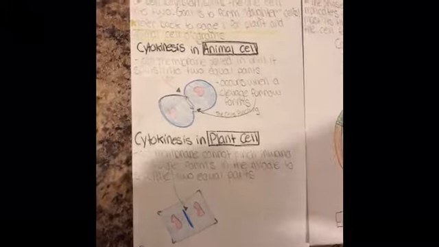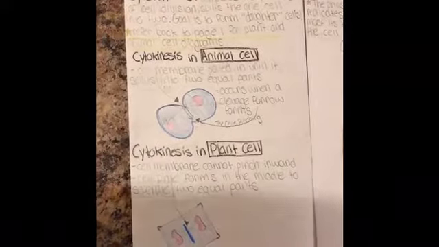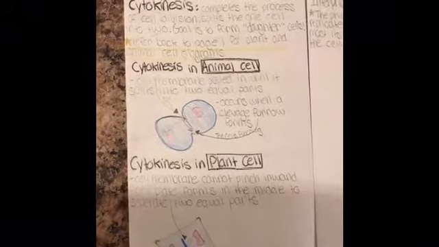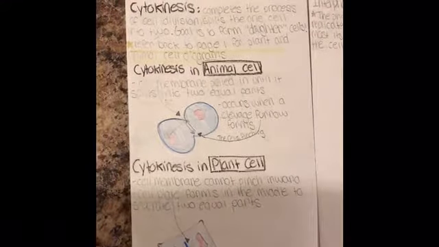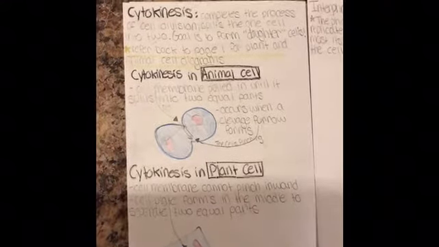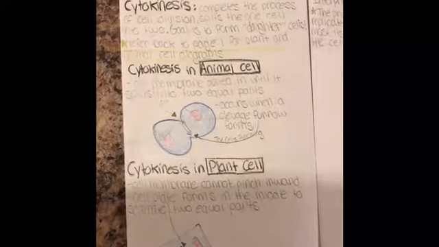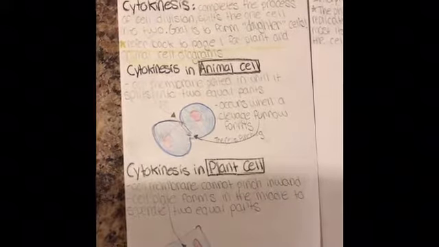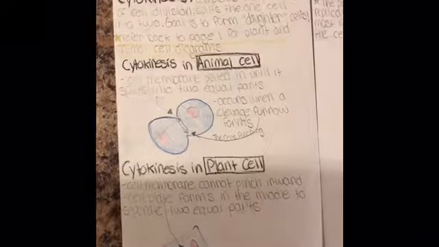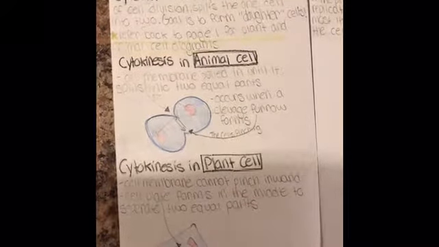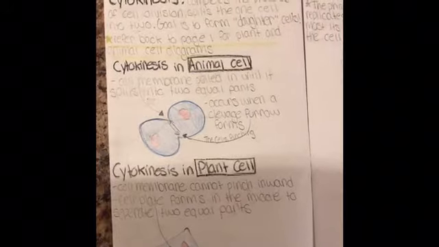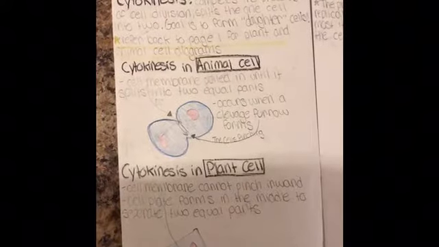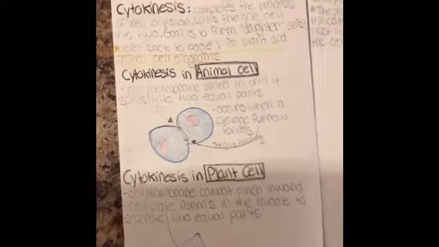Cytokinesis completes the process of cell division, splitting the one cell into 2. The goal is to form daughter cells. Cytokinesis in an animal cell: the cell membrane pulls in until it splits into 2 equal parts. It occurs when a cleavage furrow forms. Cytokinesis in plant cells: the cell membrane cannot pinch inward, so the cell plate forms in the middle to separate the cell into 2 equal parts.